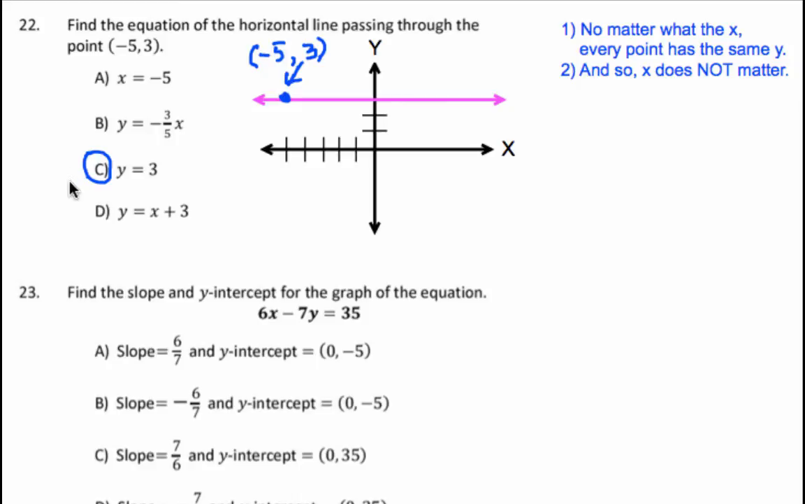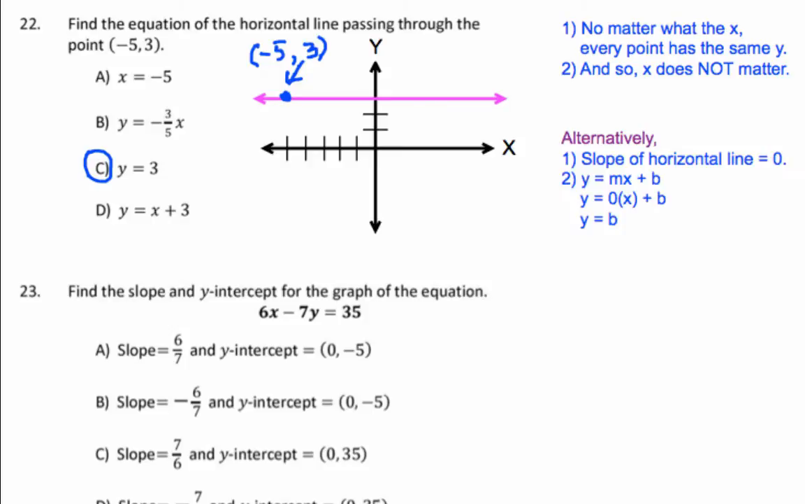Now let's see whether that makes sense, that equation, y equals 3. Well, at this point y is 3, this point y is 3, this point y is 3. So that's all you have to say about that line, that y is 3, and that describes the line perfectly.